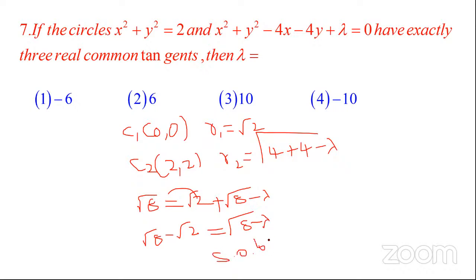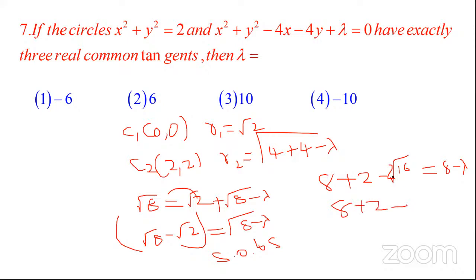Then you will get this value squares. So root 8 squared is nothing but 8, plus 2, minus root 16, that is root 8 into 2. Using the identity (a minus b) whole square equals a square plus b square minus 2ab, and then 2 into root 16, we get 8 plus 2 minus 2 into 4, which is equal to 8 minus lambda.